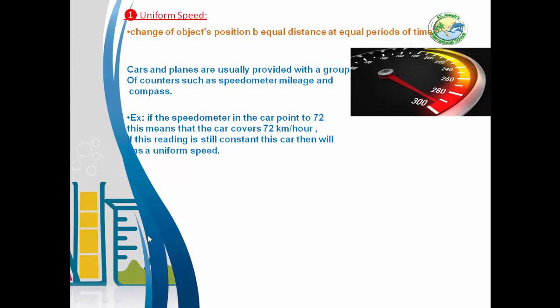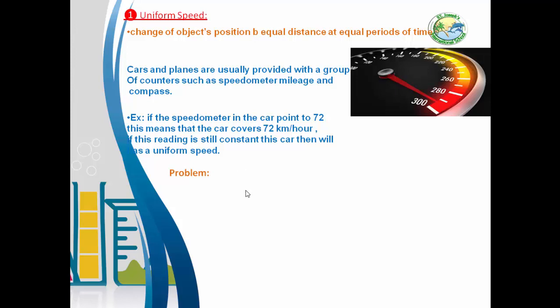So the first type of speed is regular speed, and it is the change in the object's position by equal distance at equal periods of time. If we want to calculate the uniform speed, we will say that speed equals distance divided by time.